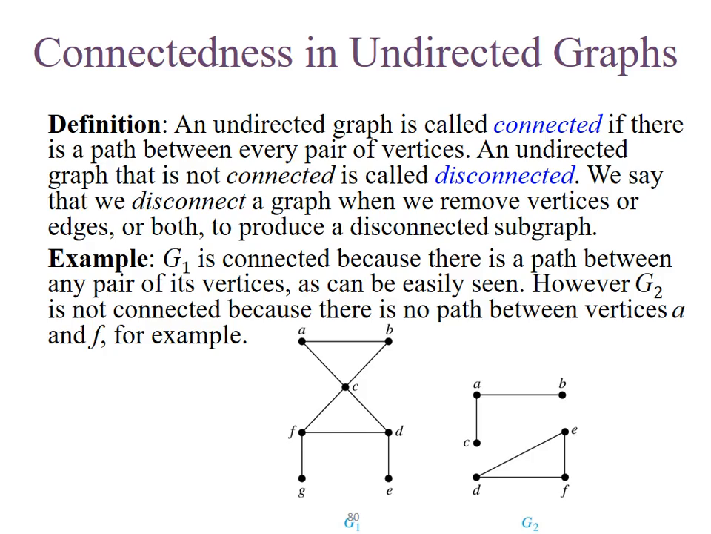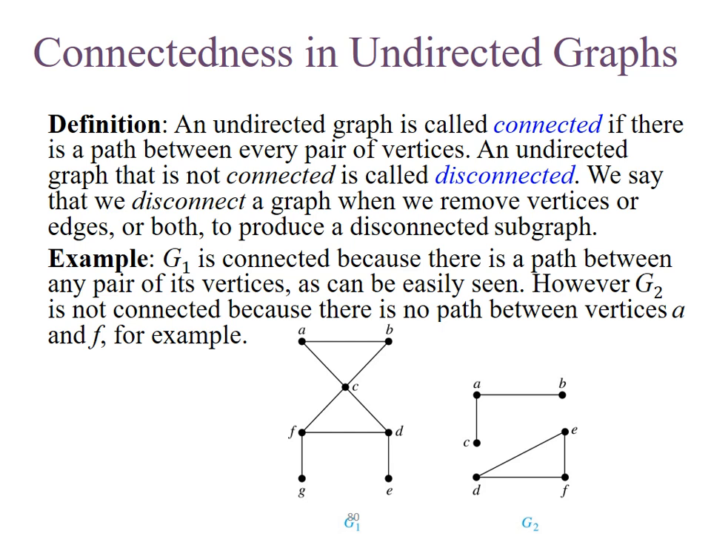All right, next let's see connectedness in an undirected graph. We call a graph connected if you can discover a path between every pair of the vertices. Take G1 for example. We have vertices A, B, C, D, F, G. If for any two vertices, for example A, B, you can discover a path in this graph, and we check every pair in this graph and can get a path for all pairs of vertices, then we call this graph connected.